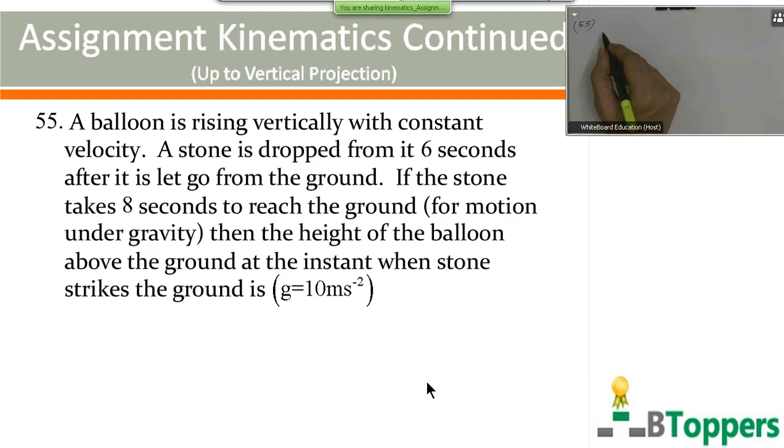See question number 55. A balloon is rising vertically with constant velocity. A stone is dropped from it 6 seconds after it is let go from the ground. If the stone takes 8 seconds to reach the ground for motion under gravity, then the height of the balloon above the ground at the instant when the stone strikes the ground is, g equal to 10 meters per second square. So this problem also comes under one of the special cases in vertical projection.